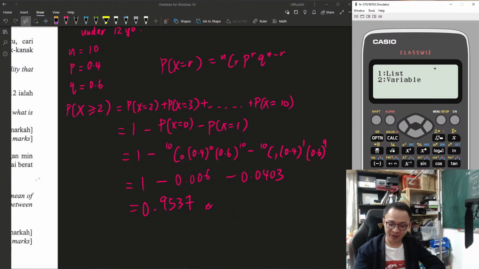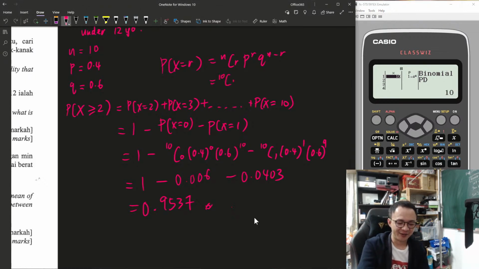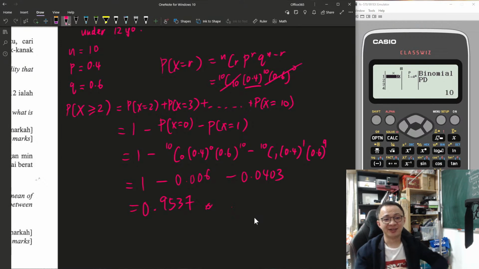So this one binomial PD again. I go to the list, I insert the 10 here. So this is 10, this one is 0.4. Then you can see the probability is 0.00001. Okay, this is how you get it. Or you can just do manually like 10C10, and then P is 0.4 power of 10 and 0.6 power of 0. So you get 1, so your answer is 0.4 power of 10 for probability x equals to 10.